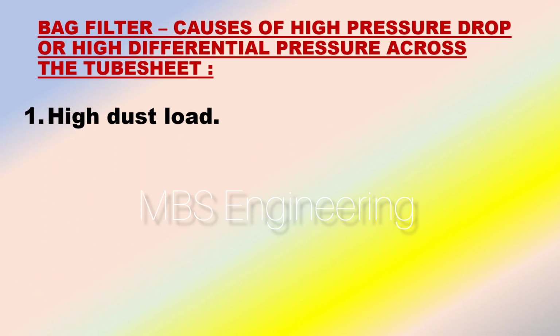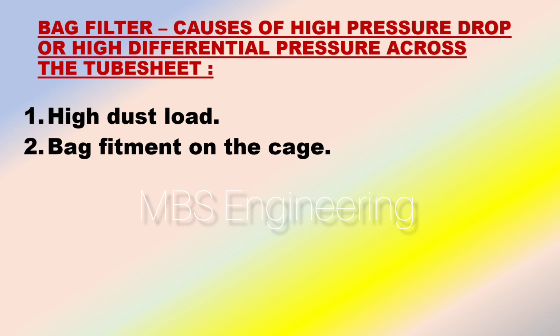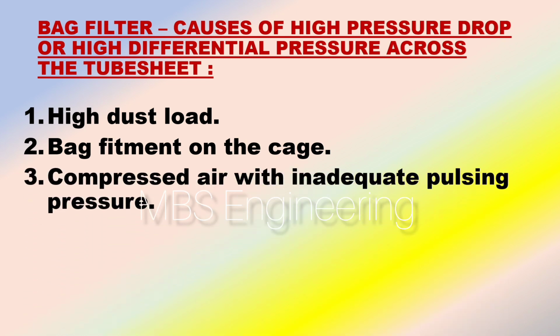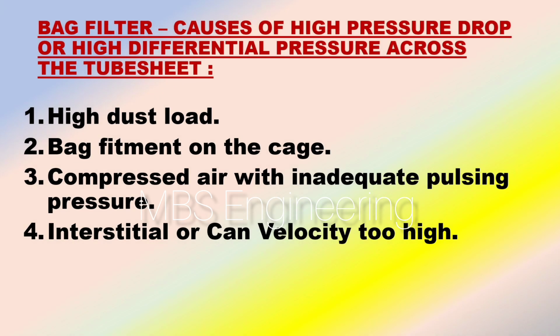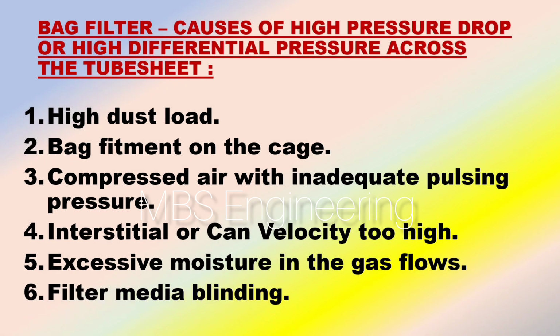Next, we are going to discuss and understand the causes of high pressure drops or high differential pressure issues in the bag filter or baghouse. How to resolve the high pressure drop or high differential pressure issues. The main causes are listed and given below. Point number 1. High dust load. Point number 2. Bag fitment on the cage. Point number 3. Compressed air with inadequate pulsing pressure. Point number 4. Interstitial can velocity too high. Point number 5. Excessive moisture in the gas flows. Point number 6. Filter media blinding.